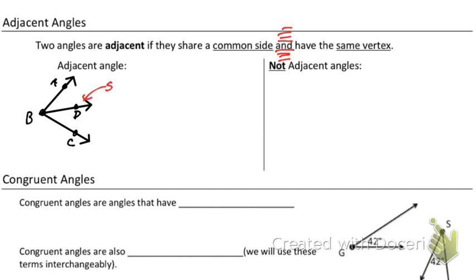Note the same side. They're sharing that side. So if I look at ABD and DBC, they have this shared side, and they both have the same vertex B. So since they have the same side and same vertex, you can then say that angle ABD is adjacent to angle DBC.